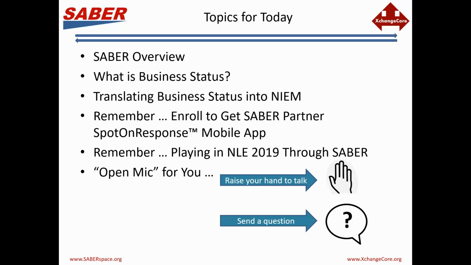Then a couple of reminders, first about the fact that if you're a SABER member, you can get the SABER mobile app to report your business status or to view other people's business status. And also a reminder about playing in National Level Exercise 2019.